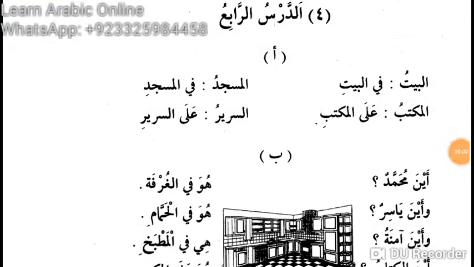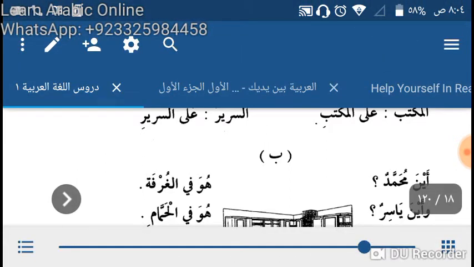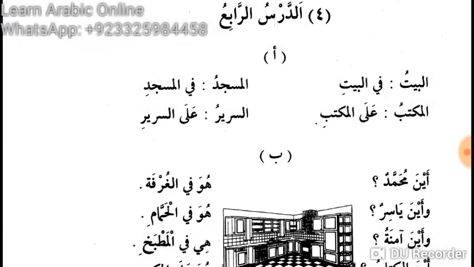Bismillah ar-Rahman ar-Rahim. Today we'll study from the book Duroos Lughatil Arabiyyah, page number 18 on the PDF, for Darsul Rabi, fourth lesson. So al-baytu means the house, fil-bayti in the house, al-masjidu the masjid, fil-masjidi in the masjid, al-maktabu the desk, al-maktabi on the desk, as-sariru the bed, as-sariri on the bed.